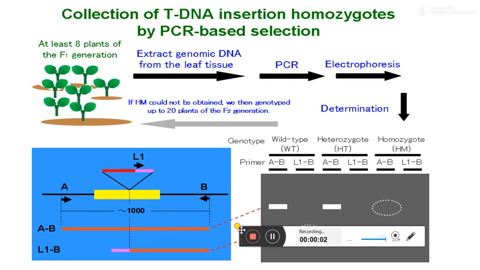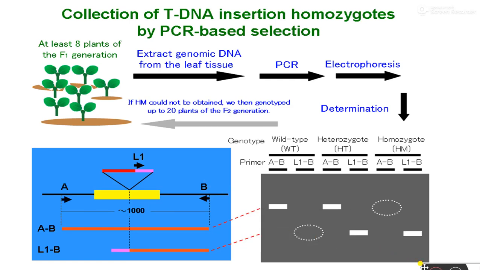Hello, all of you. Today we will talk about the screening of tDNA insertional mutant lines of Arabidopsis thaliana. And these tDNA insertional mutant lines of Arabidopsis thaliana are important for identifying the function of a particular gene.